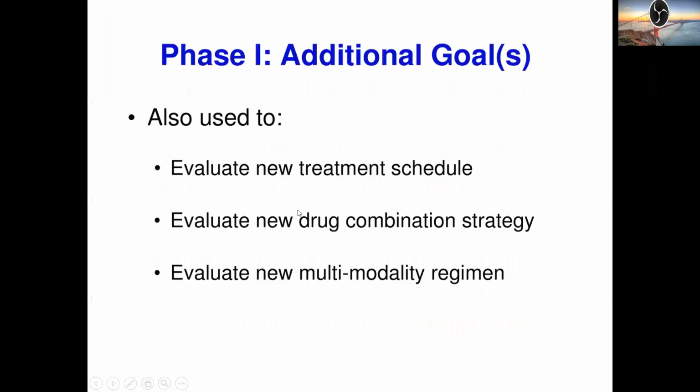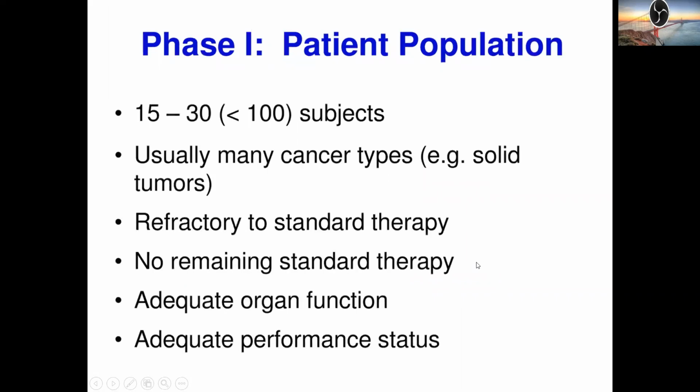Let's go to the next slide. So what are the additional goals in the phase 1 clinical trials? They evaluate newer treatment schedules and new drug combination strategies, as well as multimodality treatment regimens. This will be done in a small number of patients, usually for cancers as well as HIV drugs. The patients you take are those who are refractory to the standard therapy.